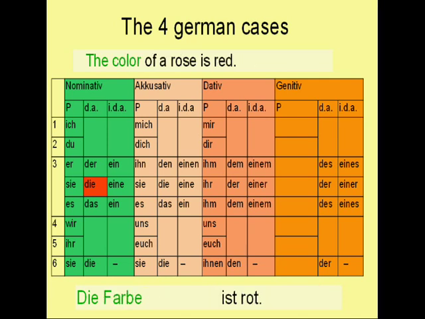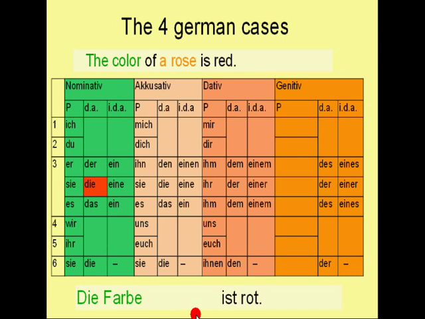So let's try another example. The color of a rose is red. The word for rose is the same in German, but it's just pronounced differently. In German we pronounce it like Rose, and Rose is a female noun in German. So which genitive article would you use in this case? Einer. And the sentence would read, Die Farbe einer Rose ist rot.